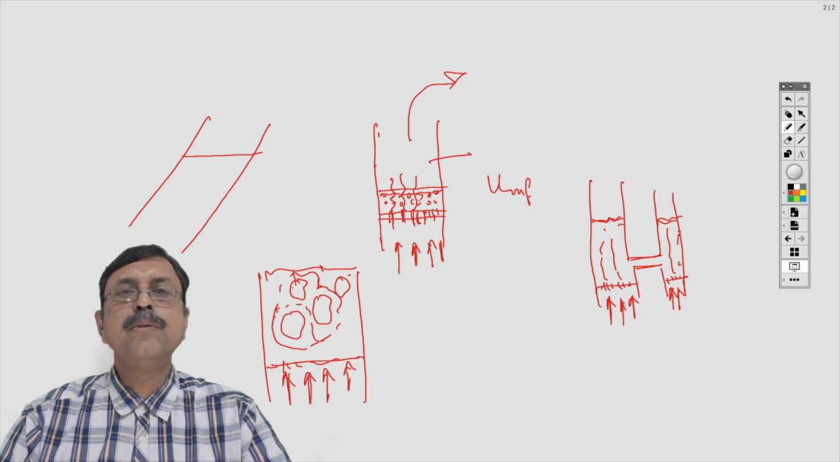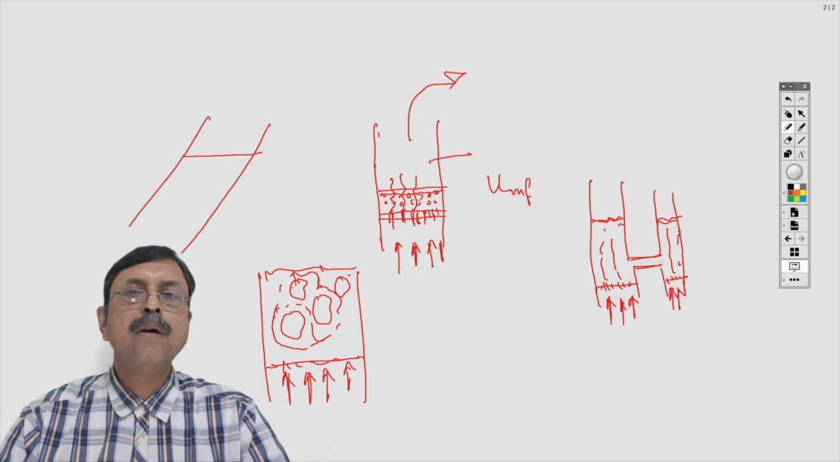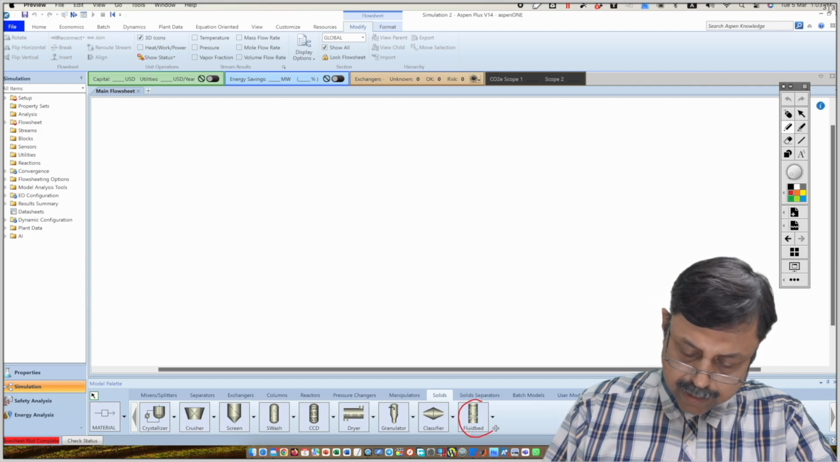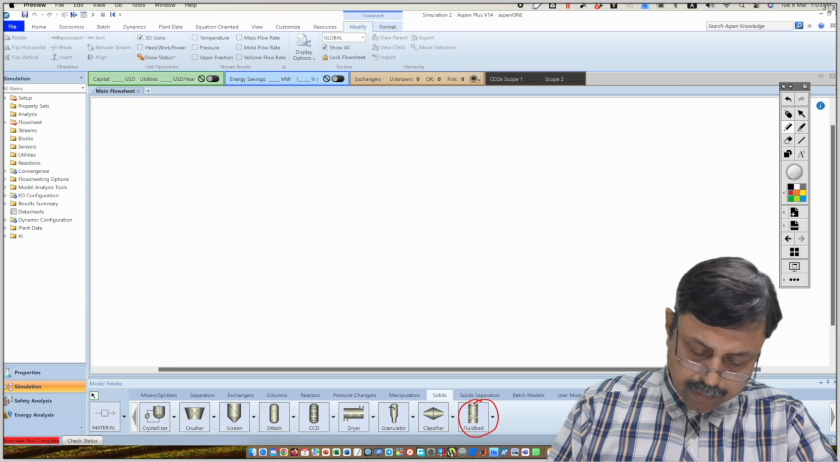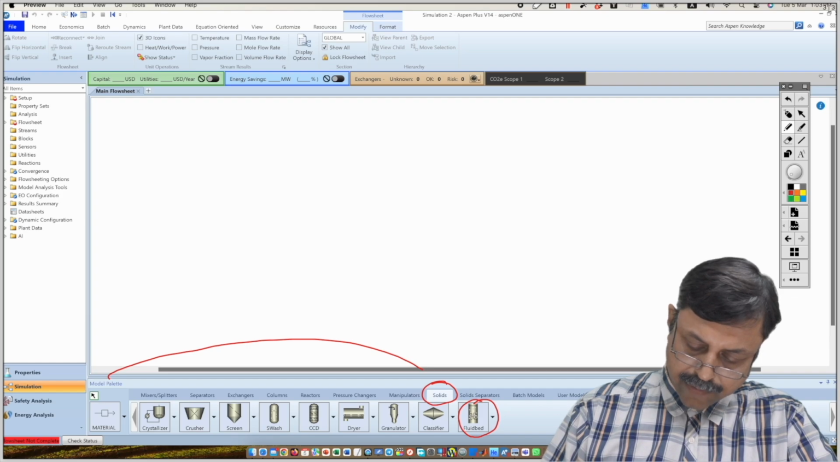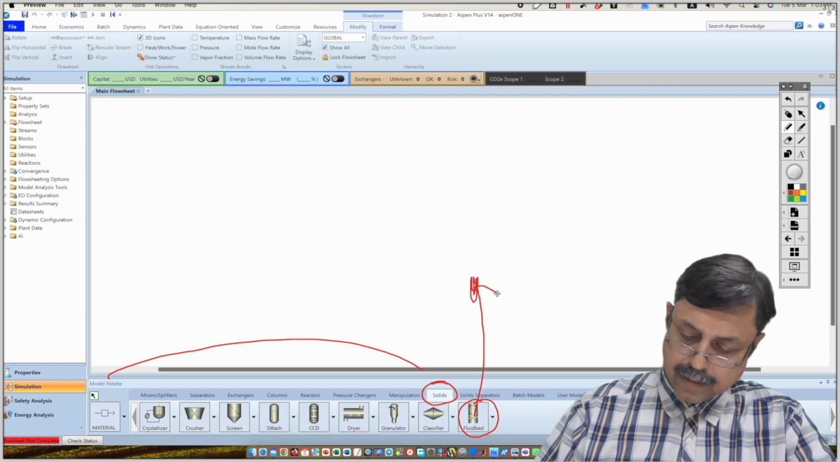Now let us go to the Aspen Plus window and study it further. A fluidized bed module is available over here in the model palette, where the solids modules are available. So you have to bring it over here. So let us do it.